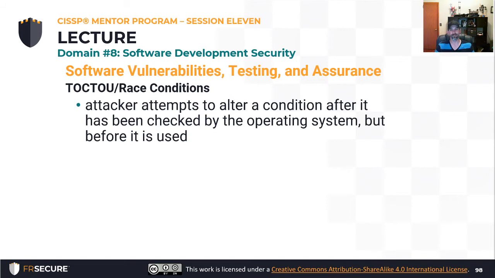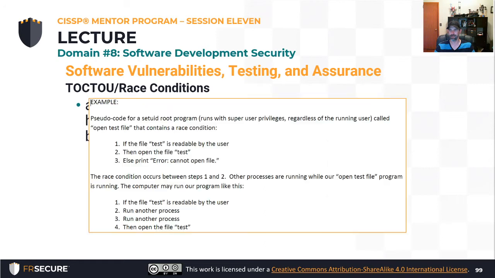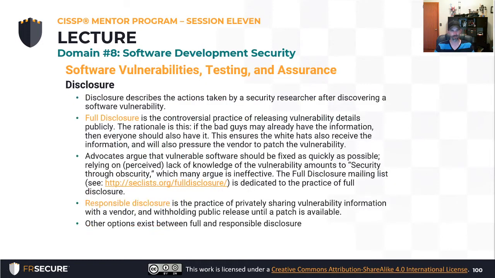TOC, TOU, and race conditions. Once they get the system into a race condition, that allows them to try to alter before it gets checked. Here's an example of it. If the test file is readable by the user, then open the test file. Else print the error, you can't open the file. Well, the race condition occurs between steps 1 and 2. So while we're opening the test file, the computer might decide to do it like this: if the test file is readable by the user, run another process, then open the test file. So we want to make sure that we are preventing race conditions because they can be exploited.